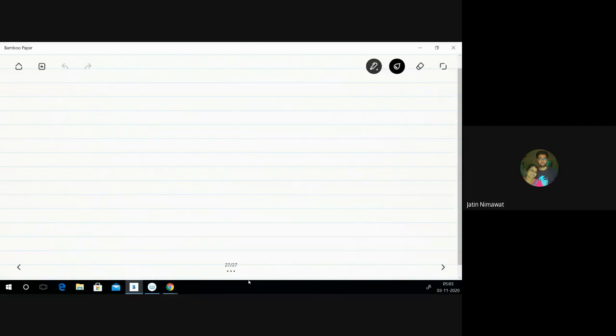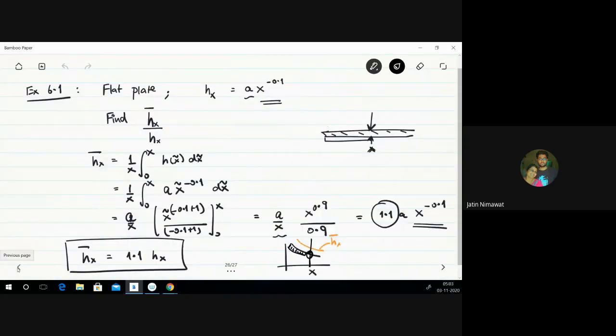Any questions? Yeah. So the HX bar will be higher than HX local because on the left side, the HX bar will be the summation and average of the H from the left of it. And in the left of it there will be higher H.